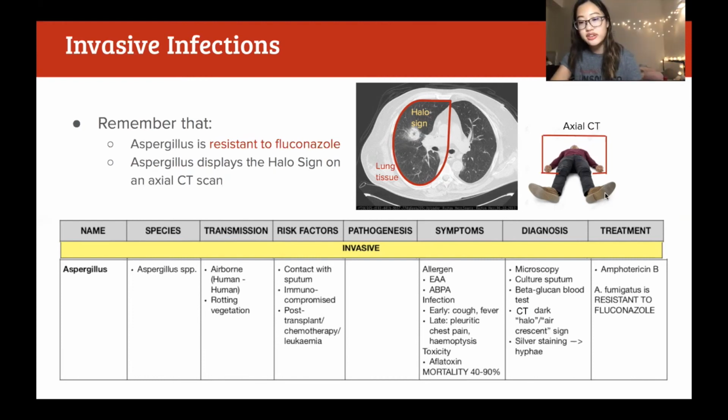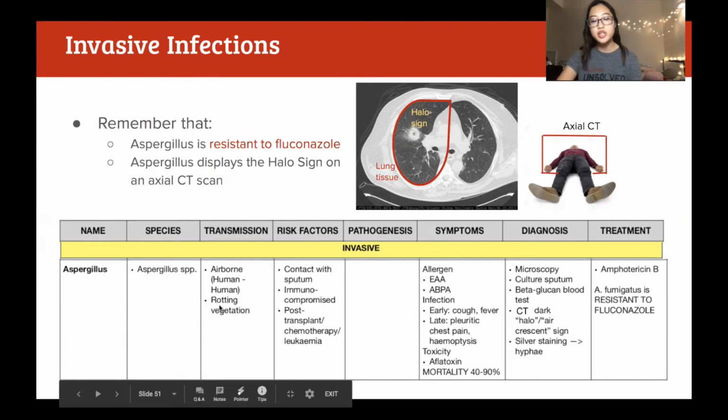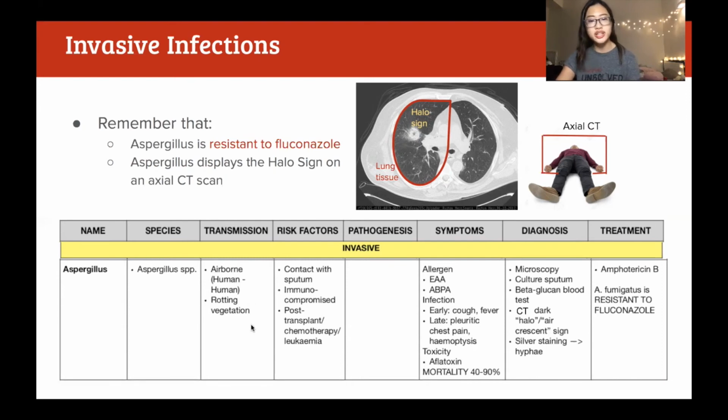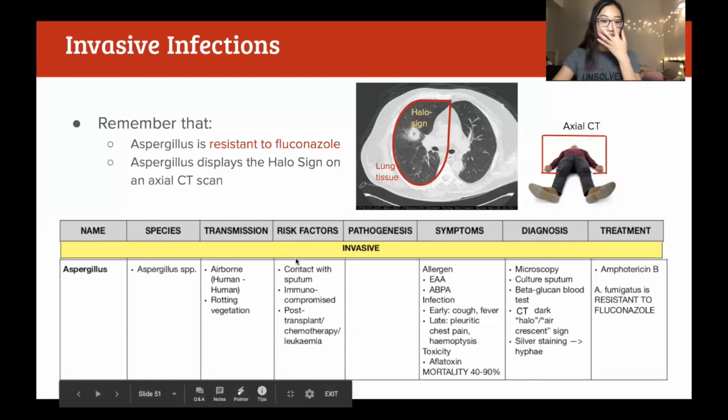Okay, so this is his left leg, and this is his right leg, and this is the left lung tissue and the right lung tissue. And you can see here very clearly there's a little halo sign there, and that's a sign that this person has aspergillus. So aspergillus is airborne, but it's also from rotting vegetation. So you can remember it like, aspergillus sounds like asparagus, which is a vegetable, and you get aspergillus from rotting vegetables. It's also something that is common in immunocompromised people. So again, not fun for people.